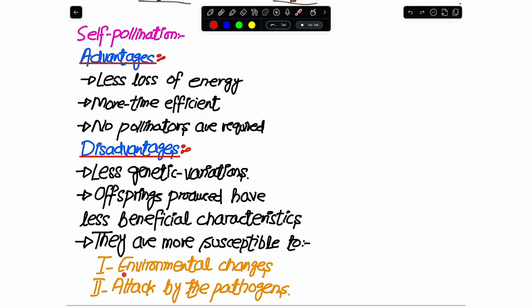As a consequence, if there is some environmental change, they are more susceptible to it and would be more affected by it. For example, if there are temperature changes, or a change in the water content or nutrient content of the soil, they would be more impacted. At the same time, they are more susceptible to attack by pathogens and have a greater chance of catching diseases.